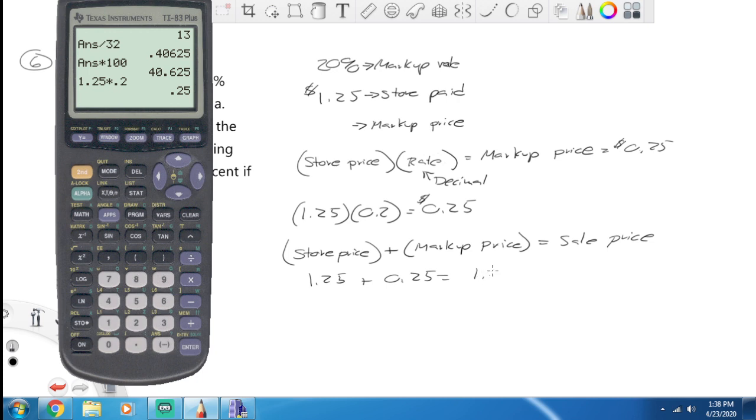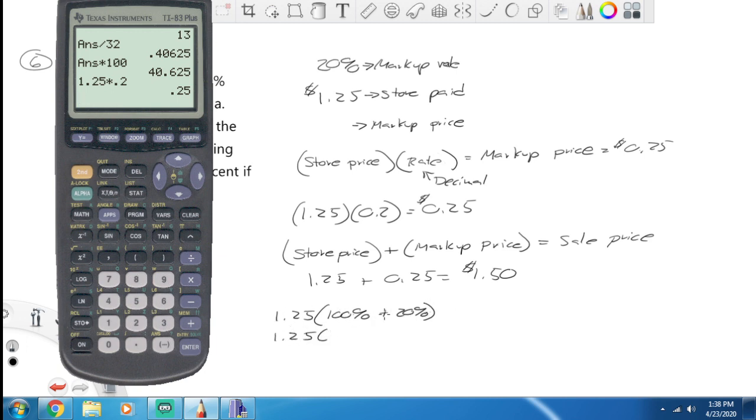And that should give you 150. So they're going to sell it for 150. You could also do what Eli just suggested and say, hey, you're selling this for $1.25 times 100% plus another 20%. Right? You're going to sell it for 100% of what you paid for it, which was the 125, plus 20 more percent, which will be your markup. And this will give you 1.25.